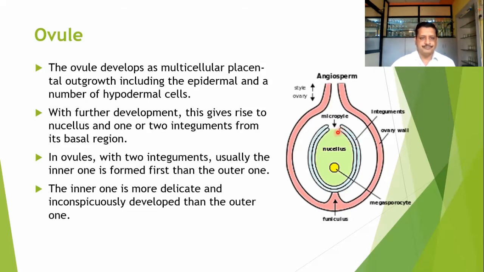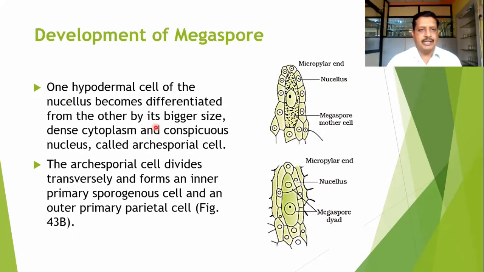Here you can find one hypodermal cell, not epidermal, but one hypodermal cell which is below the epidermis. Here it is the typical epidermal cells. The inner cell is the hypodermal cell, which becomes quite bigger in size, and here you can find the cytoplasm becomes dense, and a conspicuous nucleus can be observed. This is now called a megaspore mother cell, or we can say the archesporial cell.